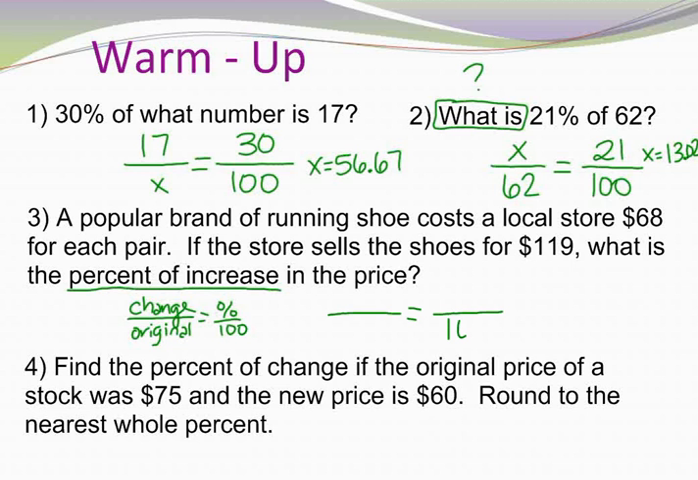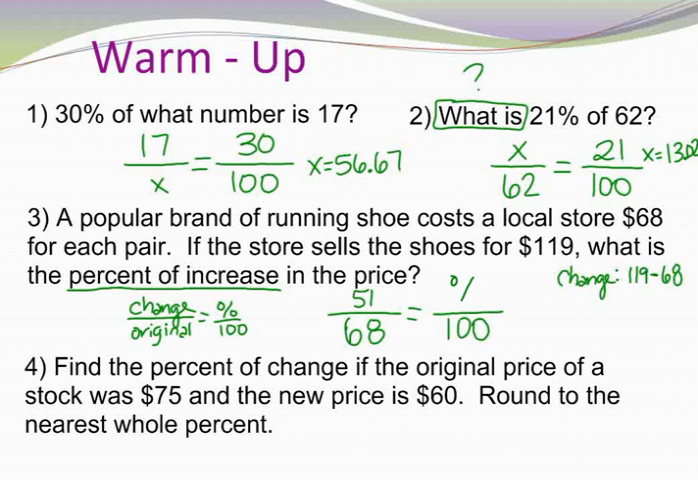So I'm going to go ahead and fill in my 100 and then read my problem again and fill in my other things. Right? A popular brand of running shoe costs a local store $68. Well, that's my original amount. Remember, to find change you're going to need to subtract. So change is going to be 119 take away 68. Right? And if you do that, you end up with 51. And so I put that here on top where the change goes.